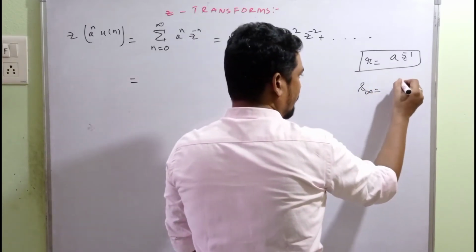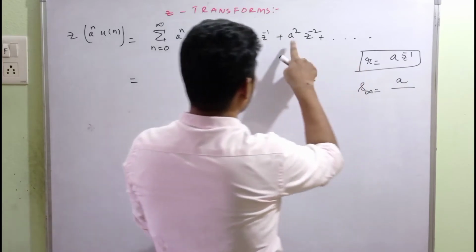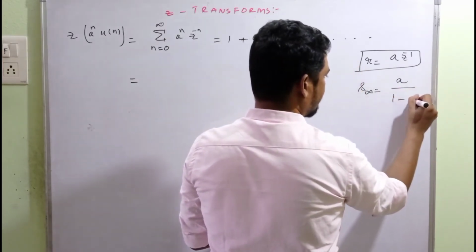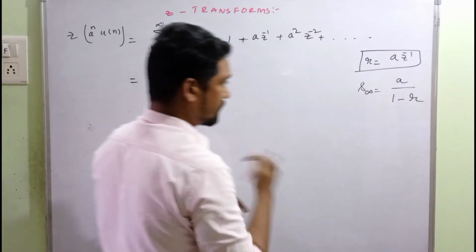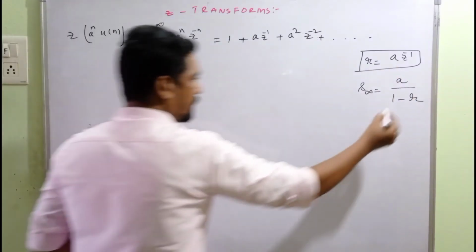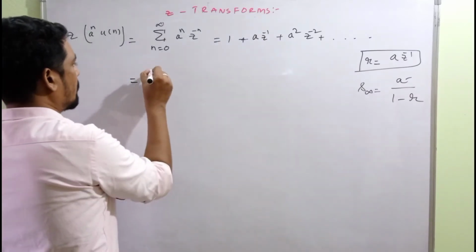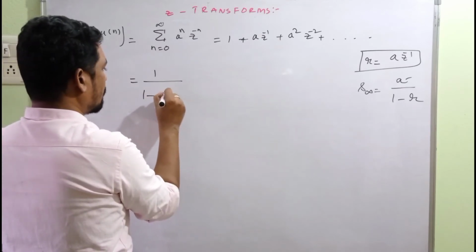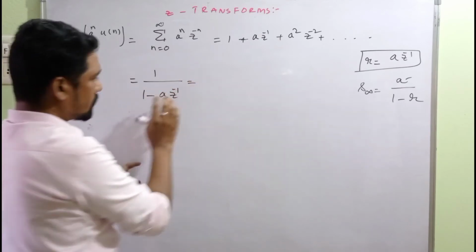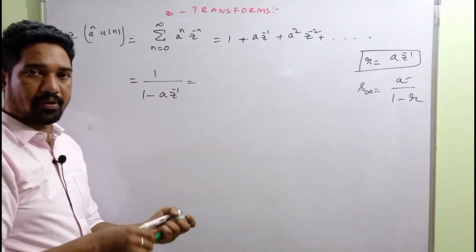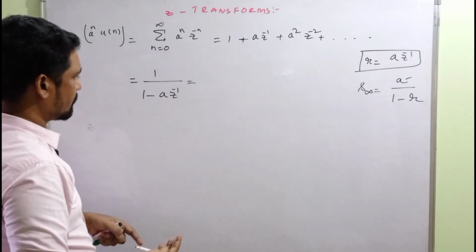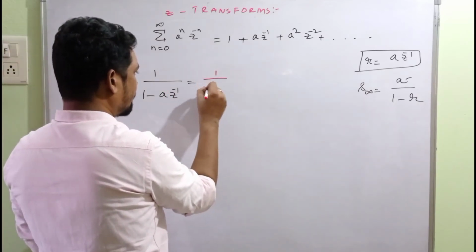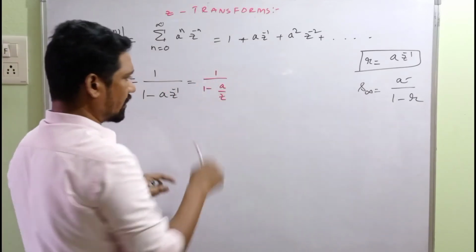What do we have? A, the first term, by 1 minus the common ratio r, and this is our r in this series. So for a, the first term, what is the first term over here? It's 1 upon 1 minus, what is the common ratio? A z inverse. Some authors stick to this one, some authors go ahead, and it will be more clear if you go ahead. It's 1 by 1 minus a z inverse, in the sense 1 by z, right?